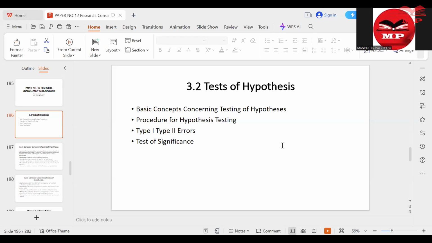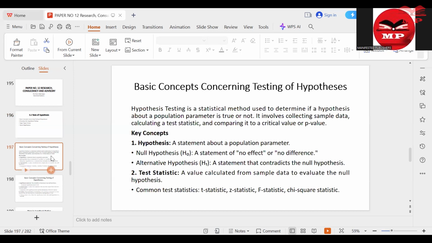Today we are looking at 3.2, Tests of Hypothesis, where we are looking at basic concepts concerning testing of hypothesis, procedure for hypothesis testing, type 1, type 2 errors, tests of significance, and the other subtopics. We are going to look at the basic concepts concerning testing of hypothesis.